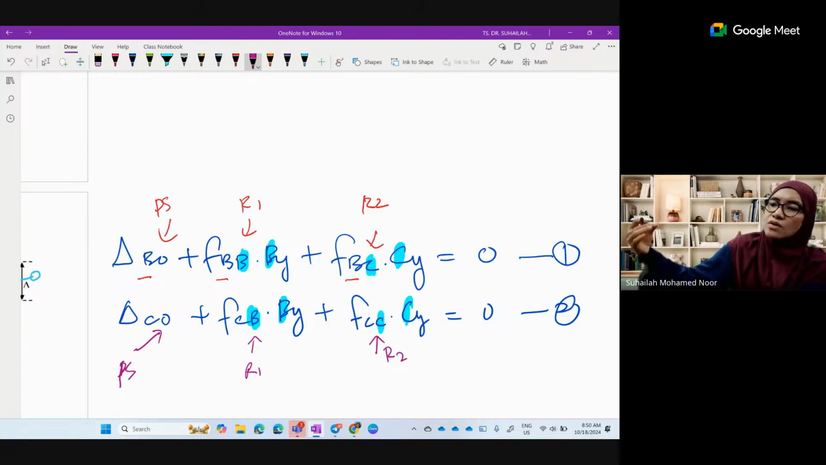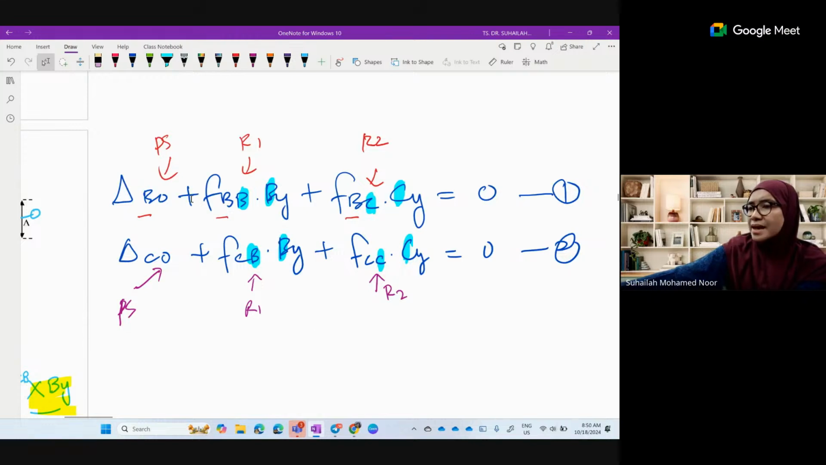So nanti kita akan solve 3 system lah. Kalau sebelum ni 2 system only, right? Okay, now 3 system. Okay, primary structure, redundant 1 and redundant 2. Okay, inside this there are 6 displacement. 6, right? Okay, delta B naught, FBB, FBC, delta C naught, FCB, FCC. So all 6 displacement come from 3 system.